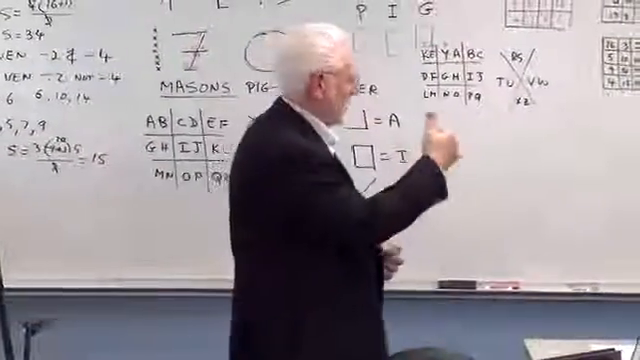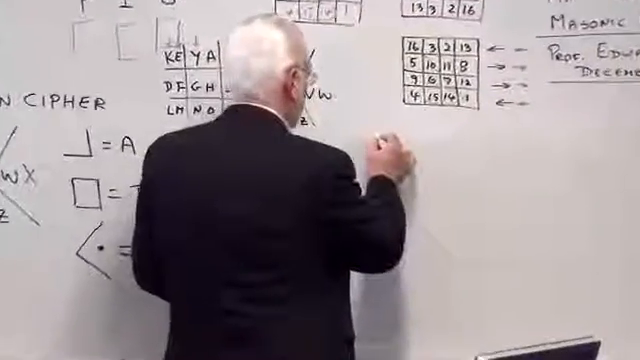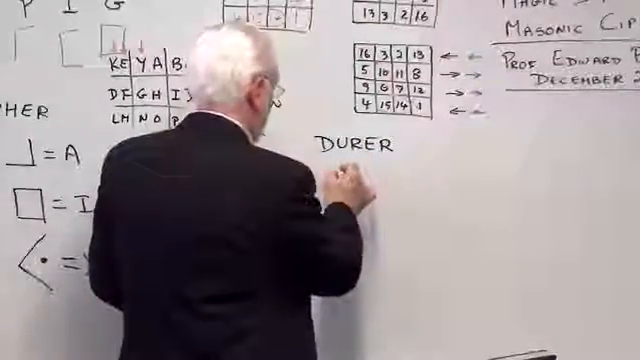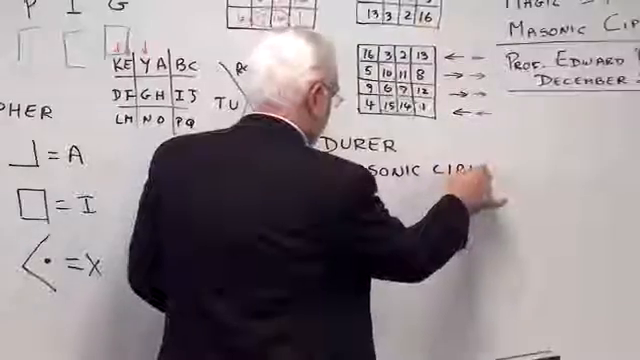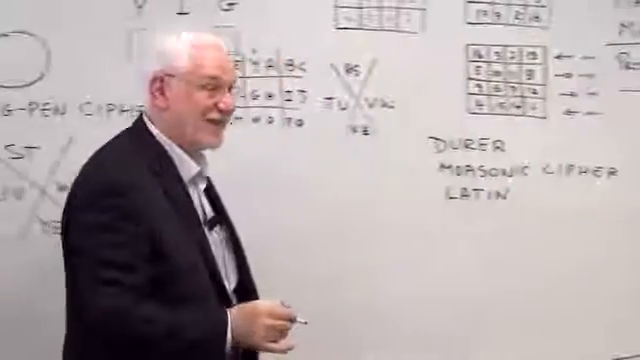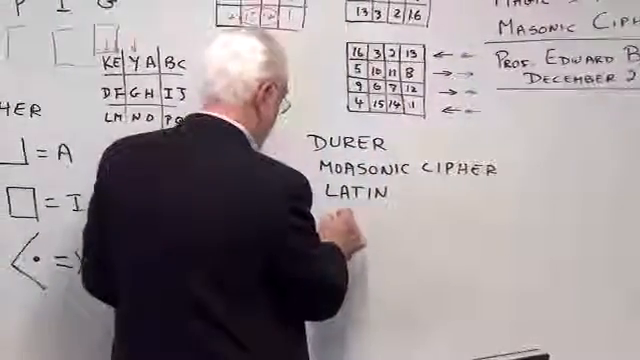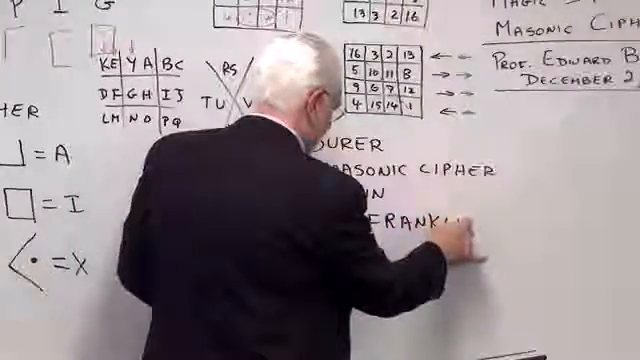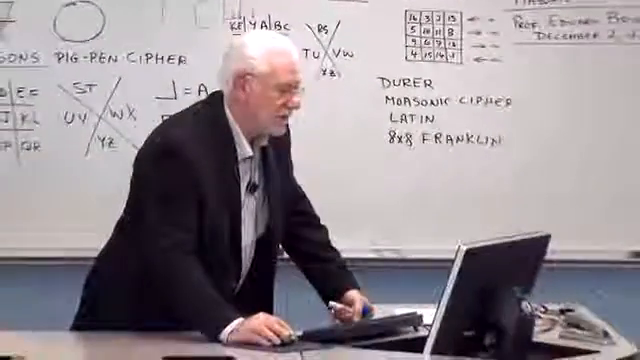Now, in another part of the book, he also uses Benjamin Franklin's square. So this is Durer's square. So he used Durer's magic square. He used the Masonic cipher. Okay, and then the message was written in Latin. Okay, so you had to know Latin. And then there was another complication to the whole thing where he used an 8x8 square by Benjamin Franklin. Okay, and let me go find this square for you here.